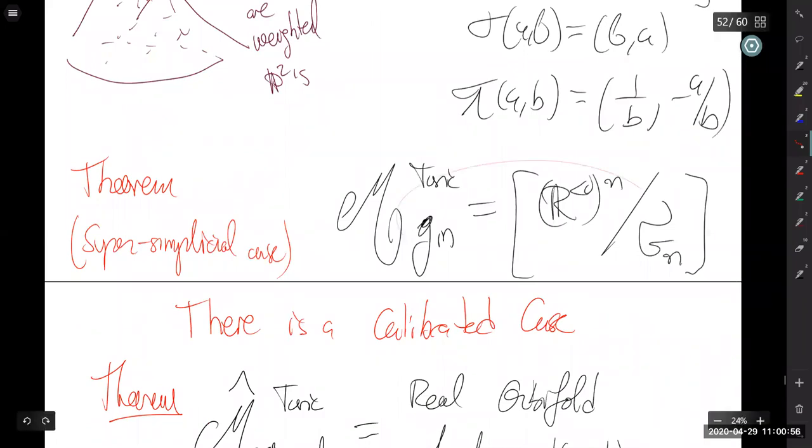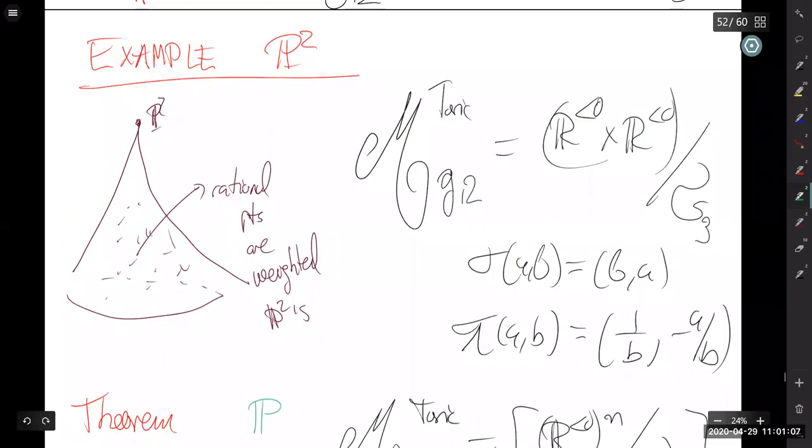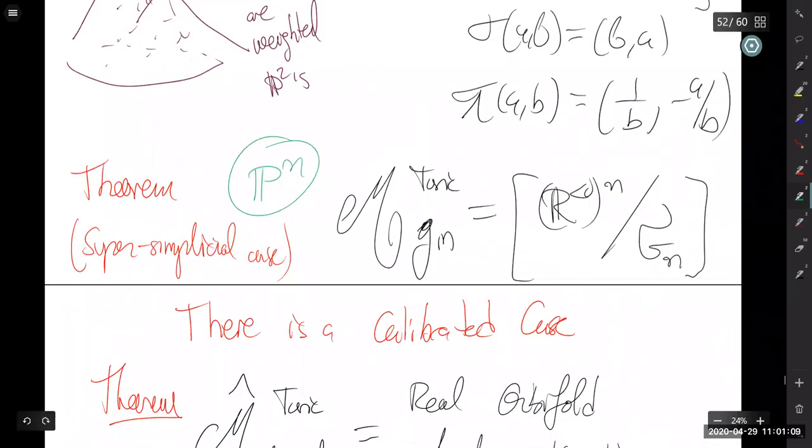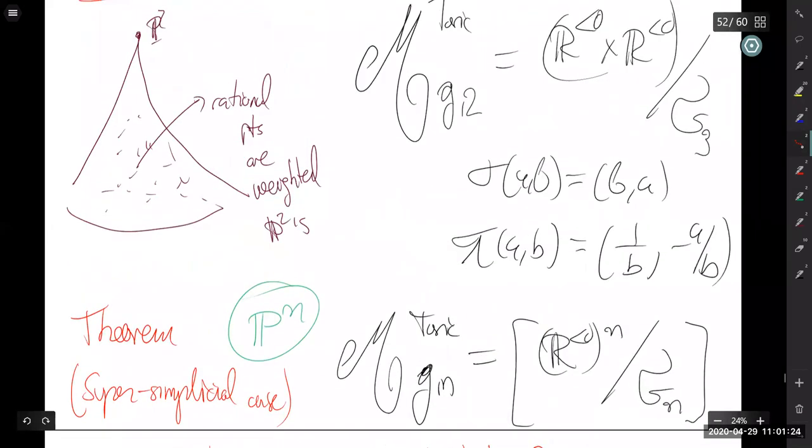This generalizes to Pn. This was P2, and now this is Pn. And to a little bit more abstract general case that we're understanding, that I call the super simplicial case. I could explain this a little better, but this is very simplicial, so to speak. Of course, Pn is.